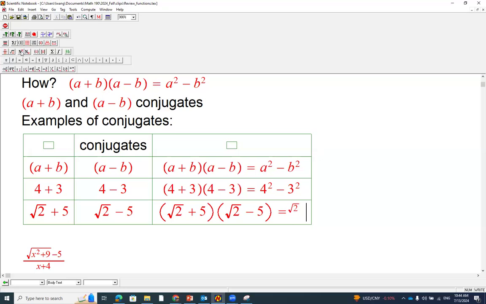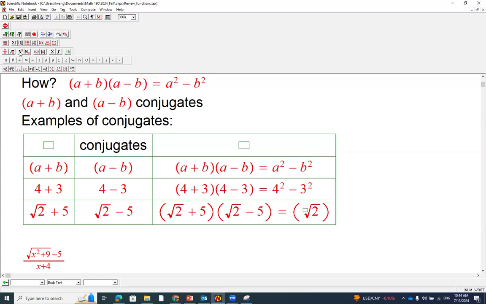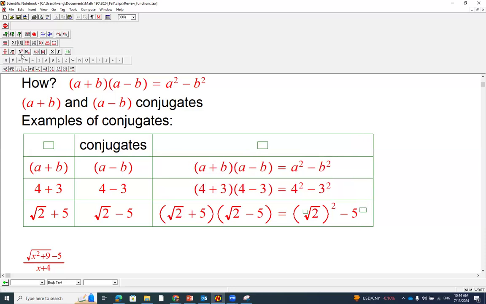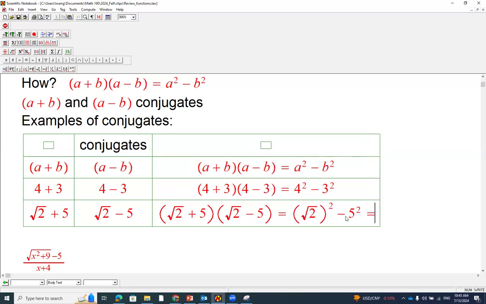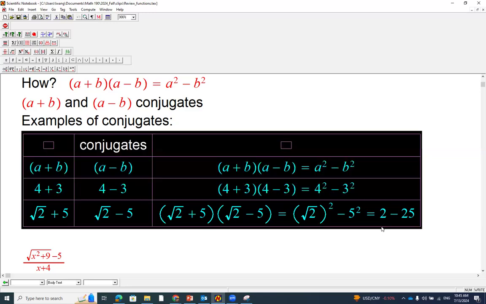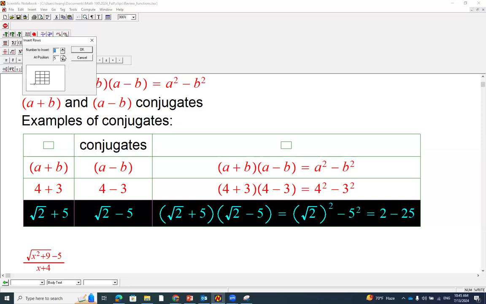root 2 squared, a squared. Oops, what did I do there? Okay, so let me do it over. It's going to be root 2 squared minus 5 squared. And root 2 squared, of course, is going to be 2. So that's how we apply that formula. That's going to be 2 minus 25. Okay, so let's look at some more examples. I'm going to insert a couple more rows.